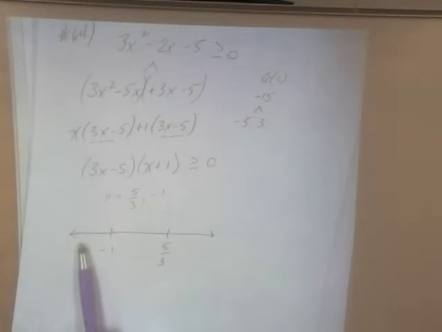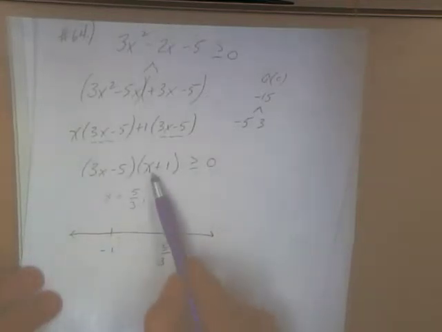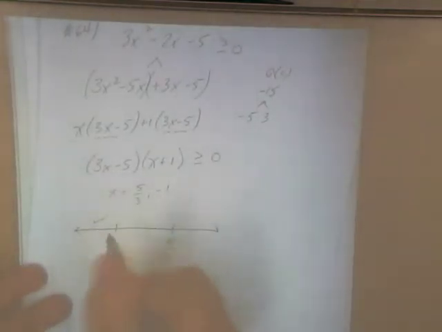All right, so what number should we check over here? -2. So plug a -2 in here. That'll give me a negative number. I'll plug a -2 in here. That'll give me a negative number, right? Negative times negative is positive, greater than 0. So this section works.